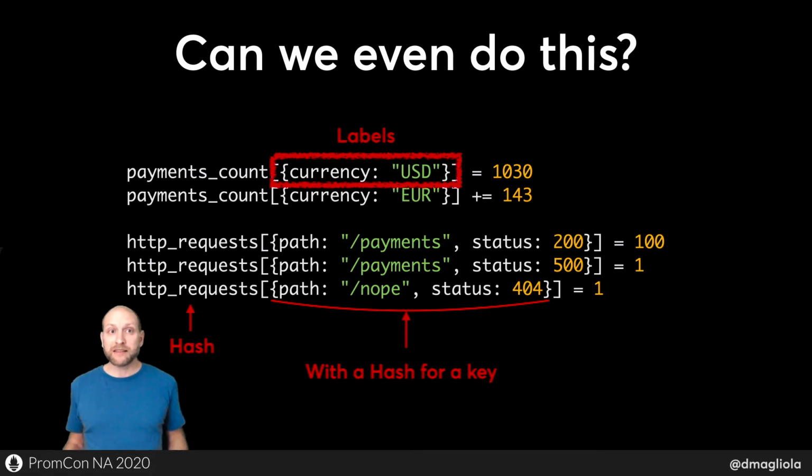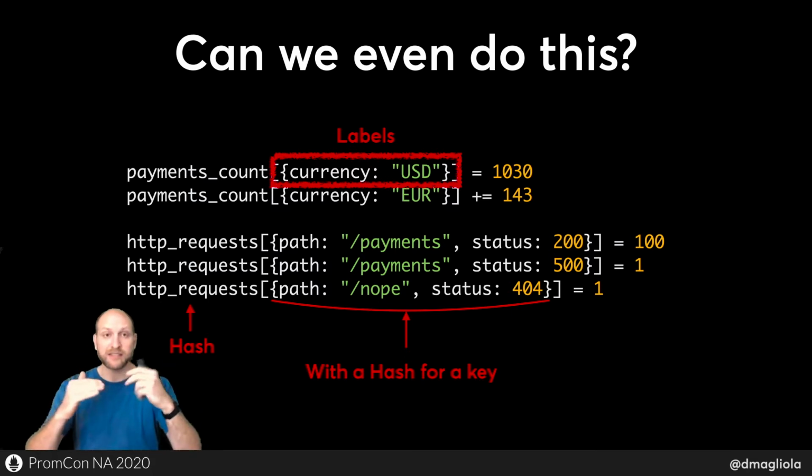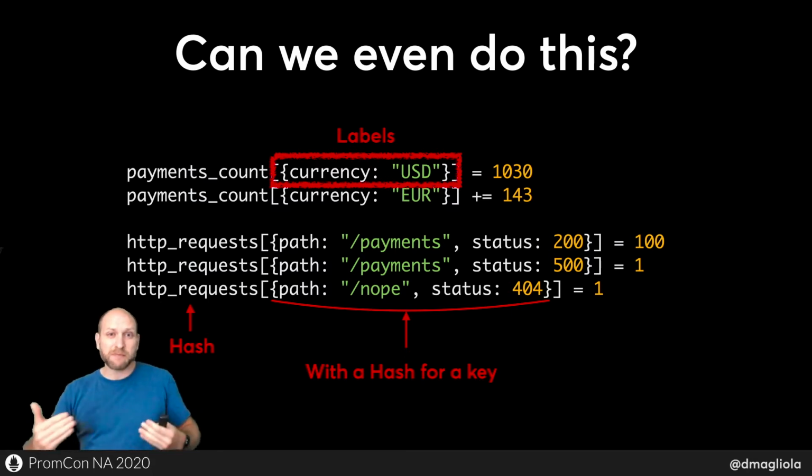In the Ruby client, labels are specified with a hash of keys and values, because that's the interface that makes the most sense in Ruby. And we store our numbers in a hash where the key itself is also a hash with those key value pairs. Now the problem is, when you're using hashes as the key for your hash, whenever you need to find an entry, you're going to be comparing hashes to hashes instead of comparing constants. And this is much, much slower.